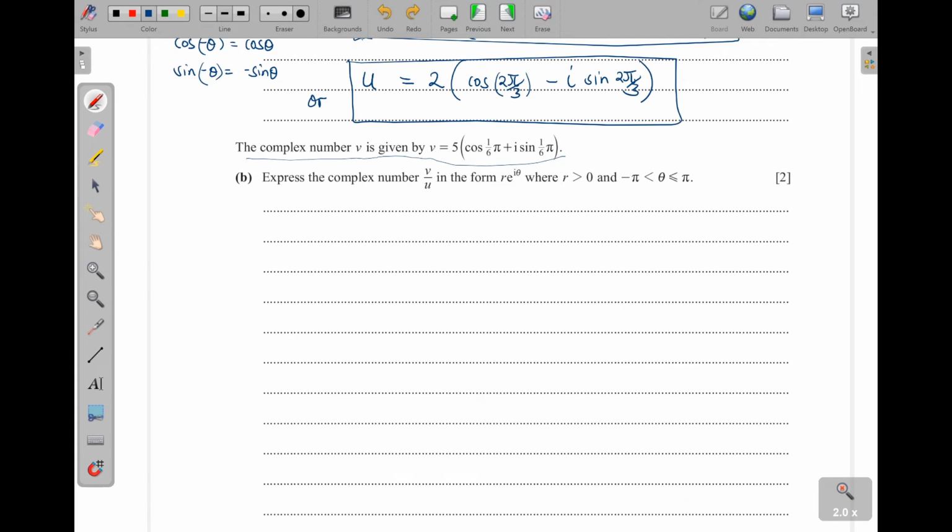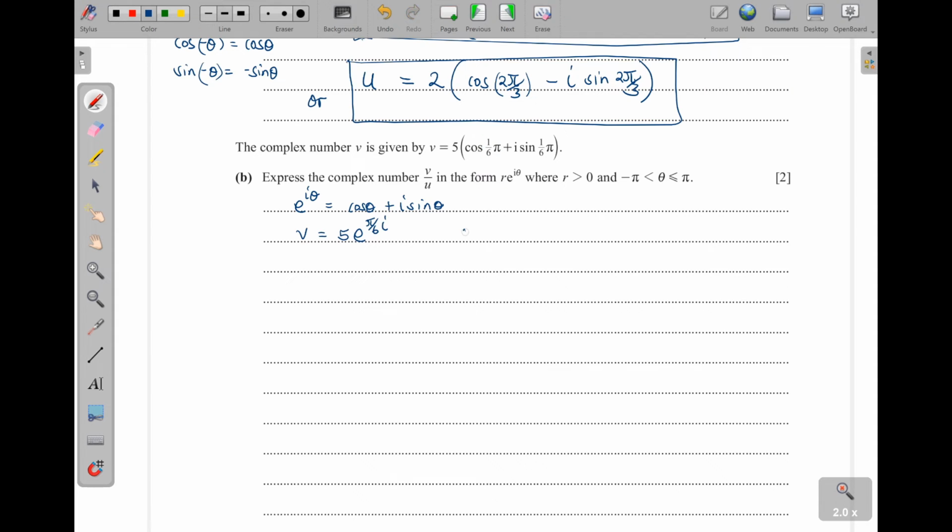Now, we are going to use the rules of indices. It is known that e to the power of iθ is equal to cos θ plus i sin θ. So v is going to be equal to 5 e^(iπ/6), because the theta, I want you to check what is here, is the same. The same power that has to go here, the angle, the argument.